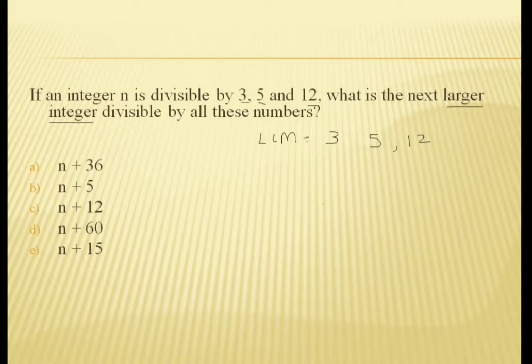So 3, 5 and 12, what is the LCM? The LCM will be 60. Just calculate it for understanding. 3, 5 and 12, we can take 3, so 1 times 3, then 5 has to be written there, then 4 into 5 into 3, so the LCM is equal to 60. So that number should be divisible by 60. That next larger number should be divisible by 60 as well.